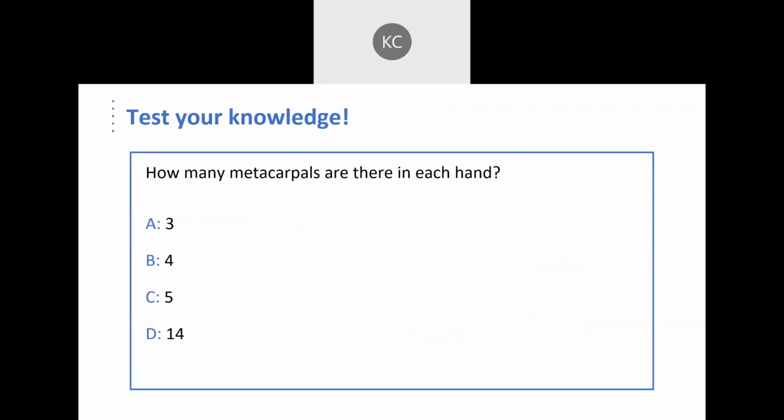Okay. All right. So answer this question here. You can pause it, and I will move on. So how many metacarpals are there in each hand? There are 5, right? So we have 8 carpals, we have 5 metacarpals in the middle row, and then we have 14 phalanges. So 5 is the correct answer here. We'd have 14 phalanges, and we'd have 8 carpals.